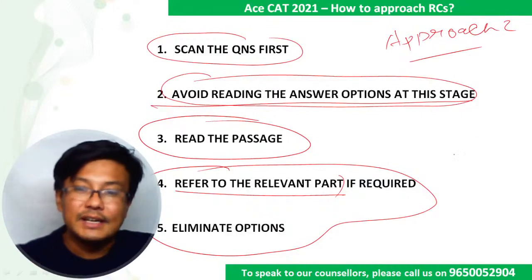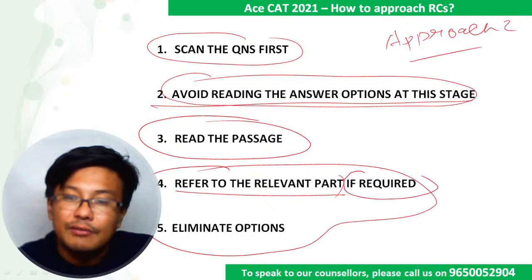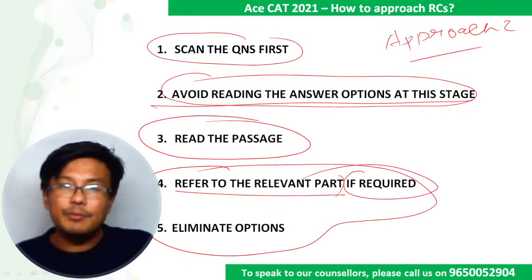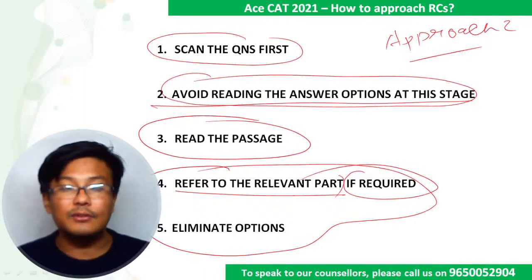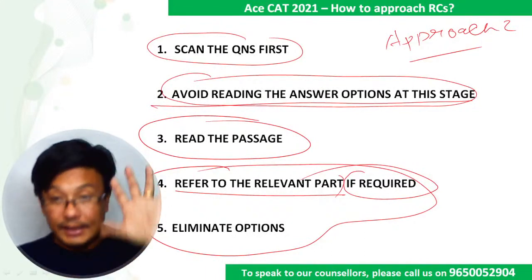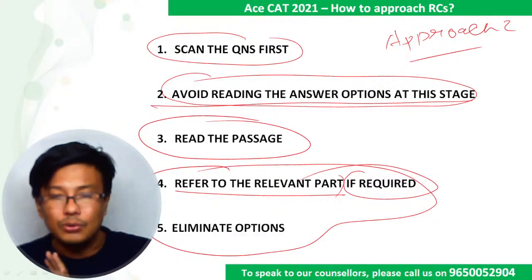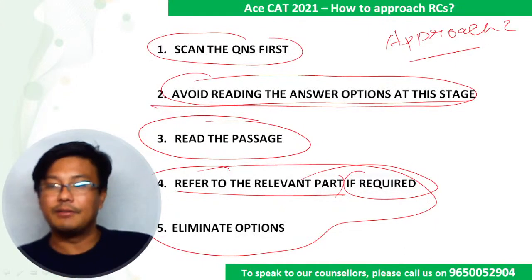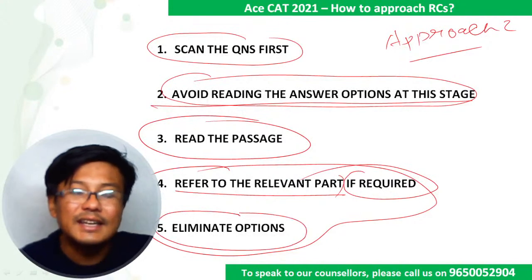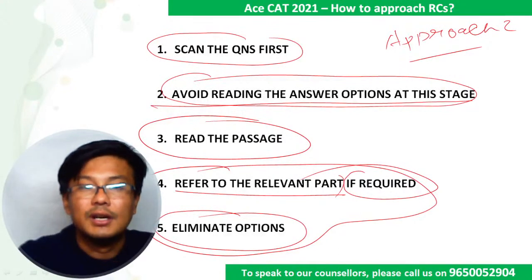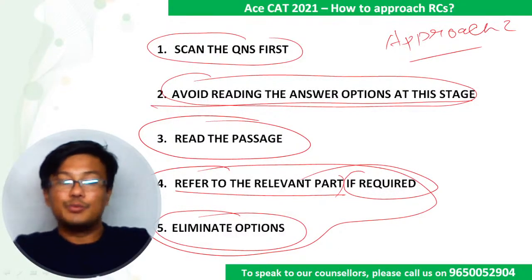And it is something which should be done only if required. If I'm already familiar with the answer option and the points, there's no need to refer. But if required, refer. There's nothing wrong in referring to it. And last but not the least, eliminate the answer options. Elimination of the answer options will ensure that confusion is reduced.